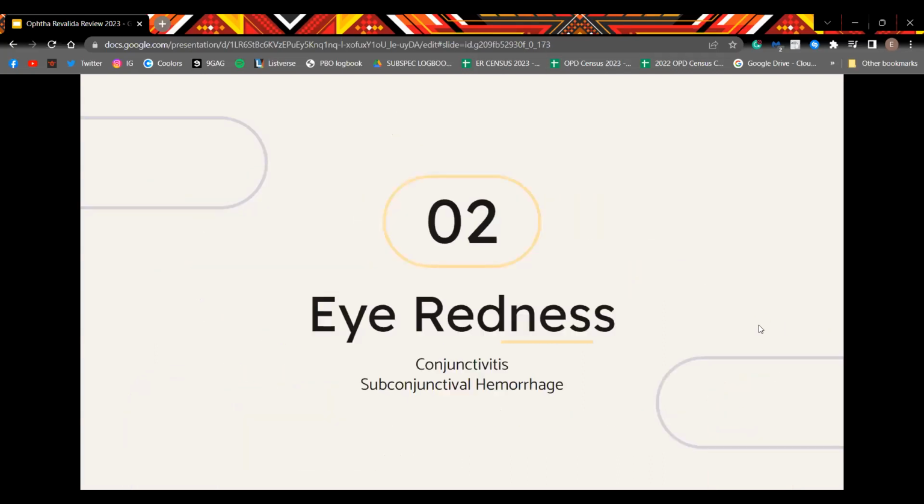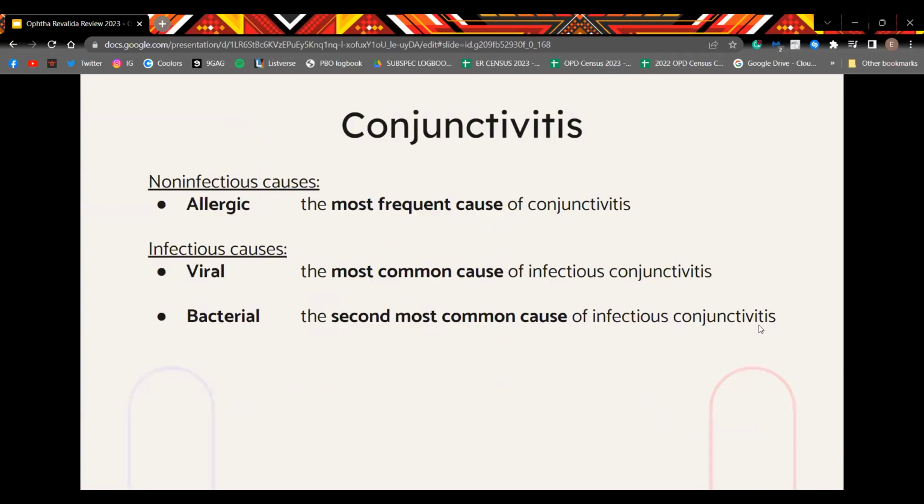Okay, so next would be eye redness naman. Ang differentials natin dito is conjunctivitis and subconjunctival hemorrhage. Pero hindi naman siya limited to these two diseases. So let's start first with conjunctivitis. This is further divided into non-infectious and infectious. So for non-infectious, you have allergic conjunctivitis, which is the most frequent cause ng conjunctivitis. And then for infectious, you have viral and bacterial.